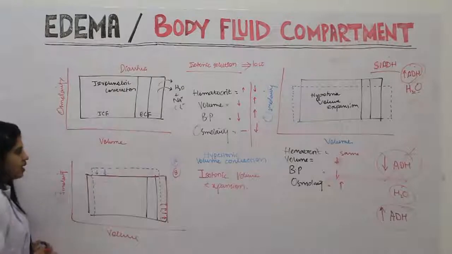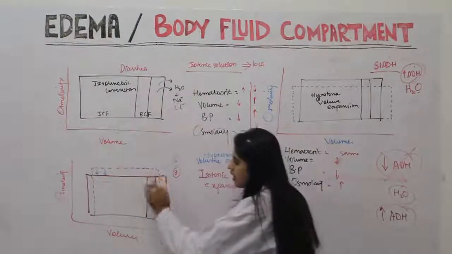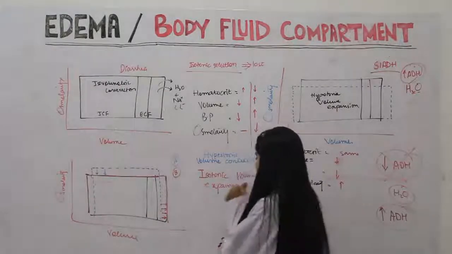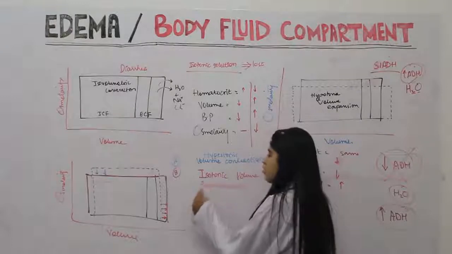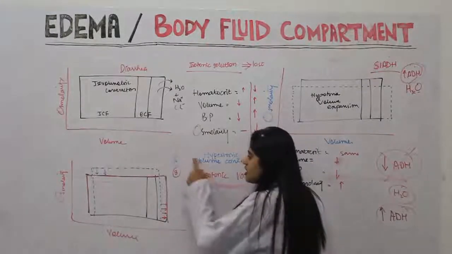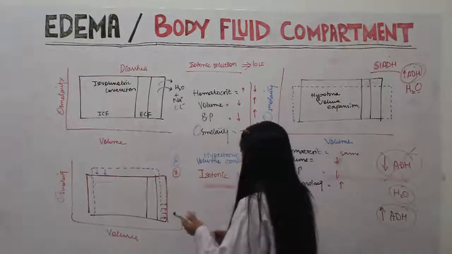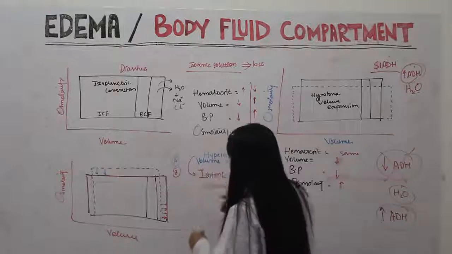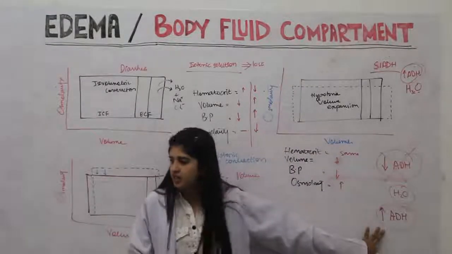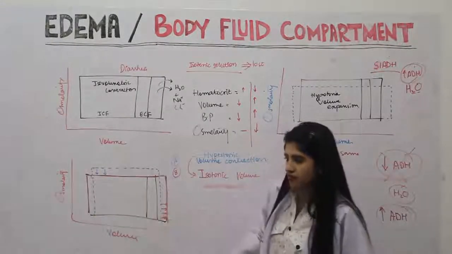But if we are not considering this dotted line, there is an isotonic condition, a normal isotonic condition. No expansion, no contraction. So how do we change the hypertonic volumetric contraction to the isotonic volume? By treating the patient with ADH. So you got to know why I was trying to confuse you in the graph.